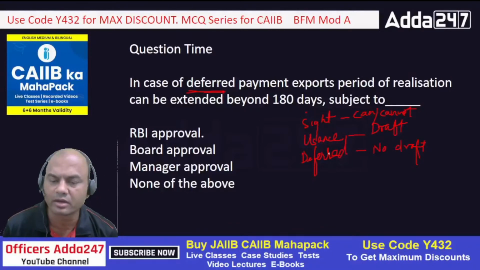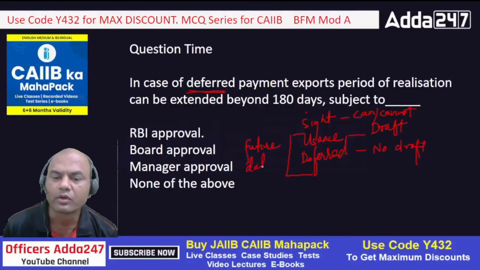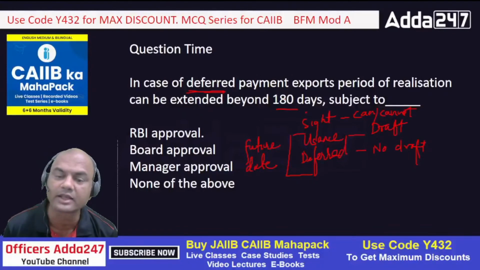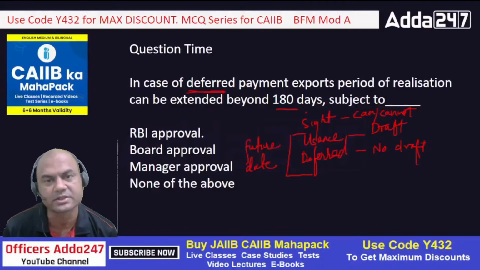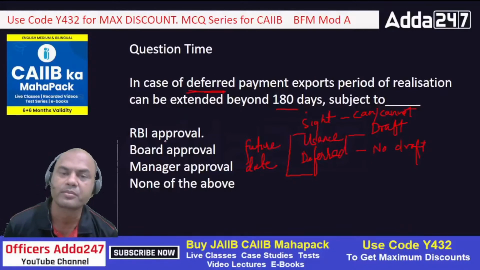So when you are calling for deferred payment, both usance and deferred are future date payments. The only difference is in usance we have a draft, in deferred we don't have a draft. So in case of deferred payment exports, period of realization can be extended beyond 180 days, because RBI says within 180 days I have to realize all the payments, but it can be extended beyond 180 days subject to dash approval. Whose approval? RBI, board, manager of the branch, or none of the above.